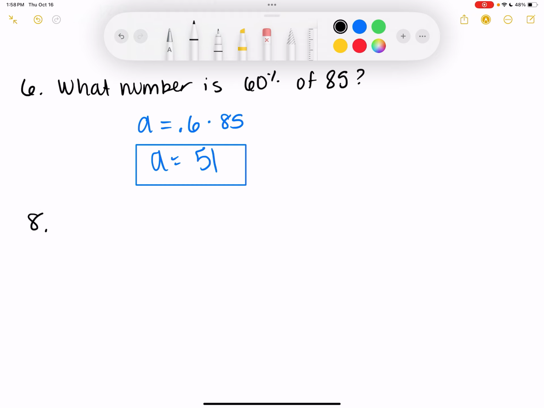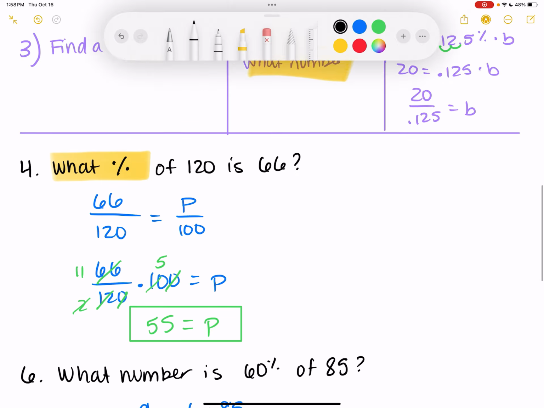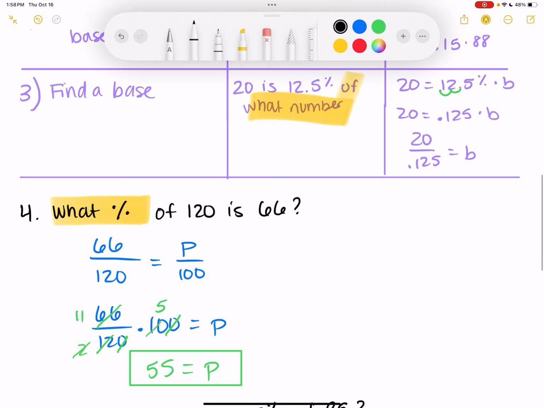51.0. 42 is 200% of what number? So this one is going to be like the third option that we had here. So we take the number that we're given and set it equal to whatever that percent value is, but we'll write it as a decimal times B.